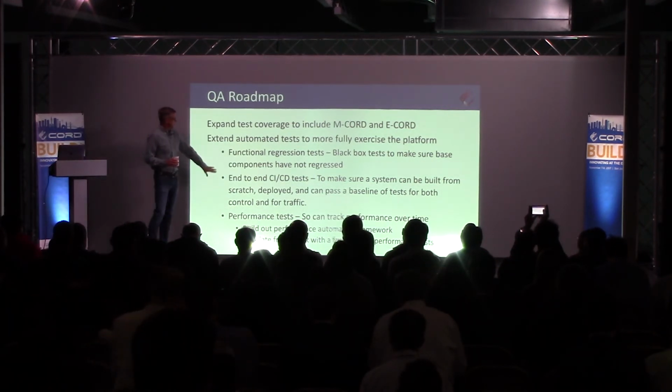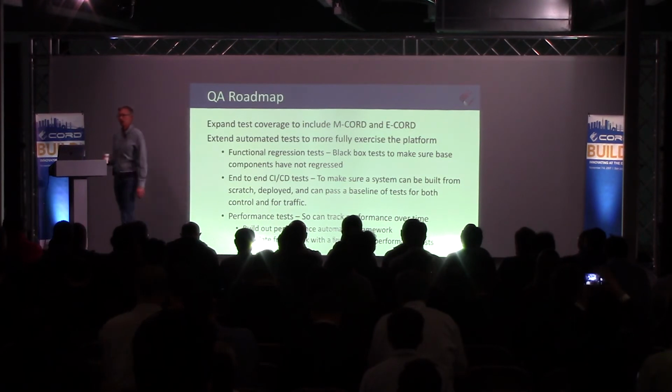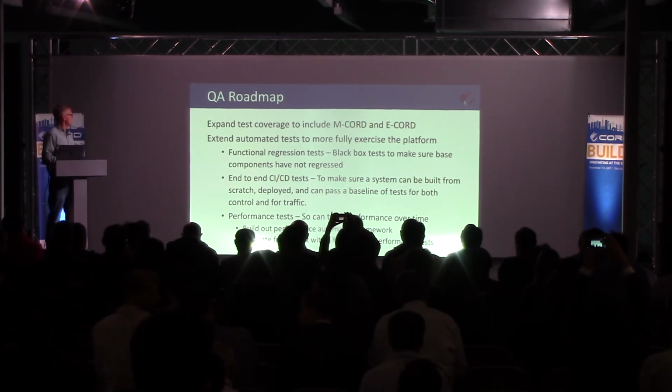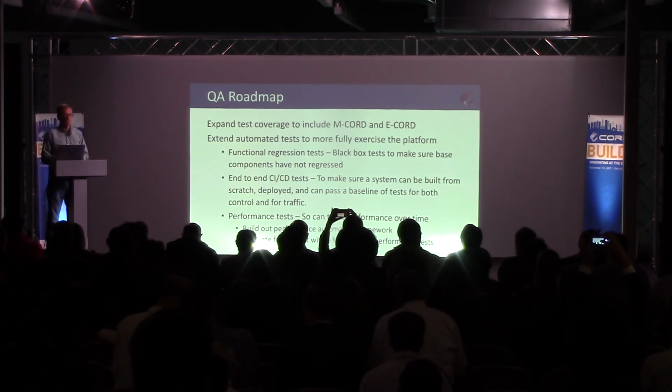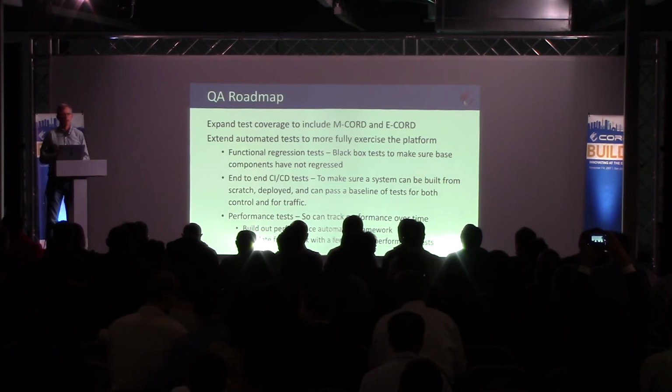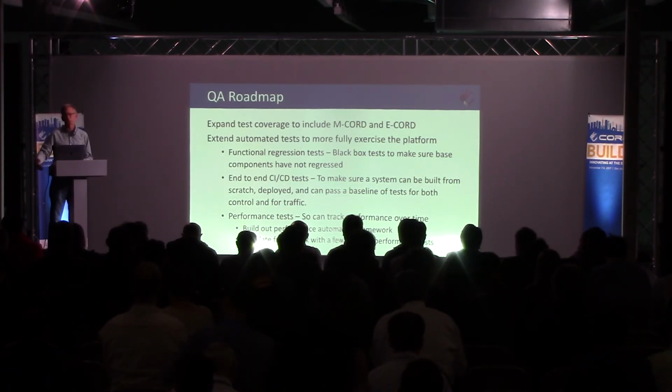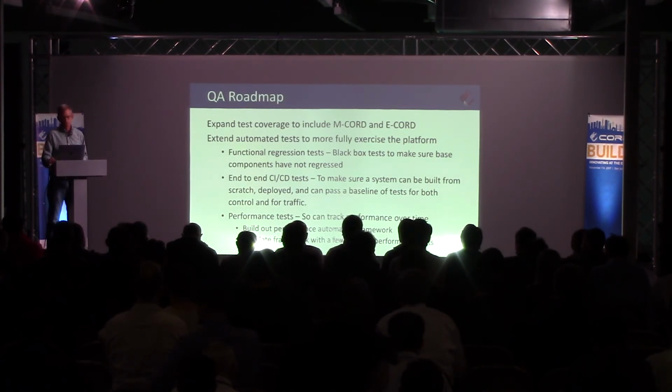Regression tests, end-to-end continuous integration tests for particular subsystems that get brought up and code checked in. And the big one at the bottom is performance testing. There's very minimal performance testing right now. We need to establish the baseline so we know what needs to be improved, and then we can demonstrate and measure how much we're improving it.